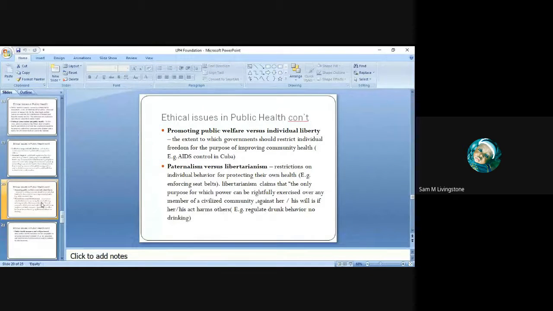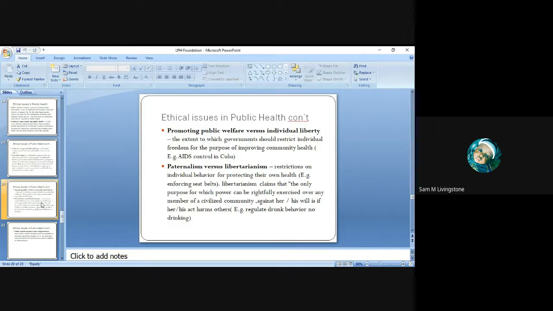Ethical issue in public health looks at promoting public welfare versus individual liberty. I have my car. I'm riding my car. Why will you tell me to wear a seatbelt when it is I who have the car? In America and other countries around the world, you will be fined for not wearing a seatbelt. They will tell you if you had a seatbelt on, it was going to save you. Promoting public health versus individual liberty. The extent to which government should restrict individual freedom for the purpose of improving community health.